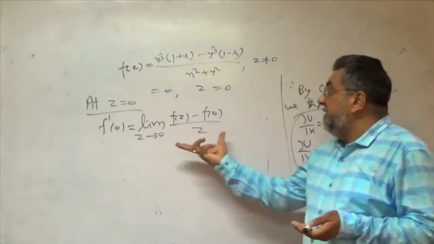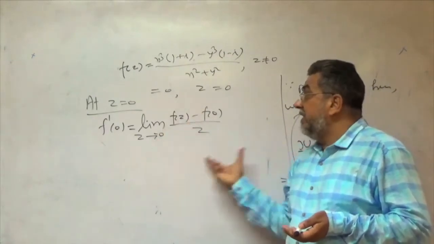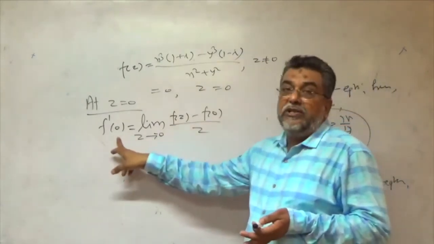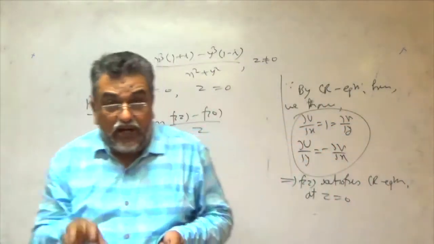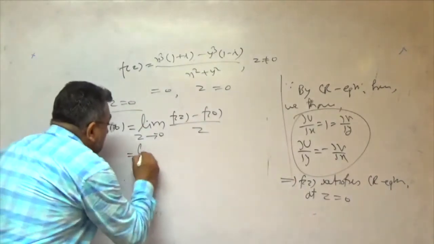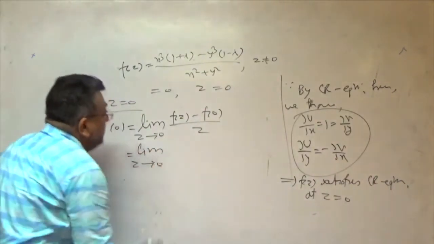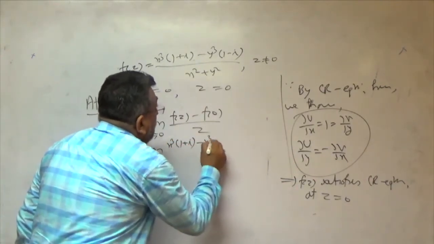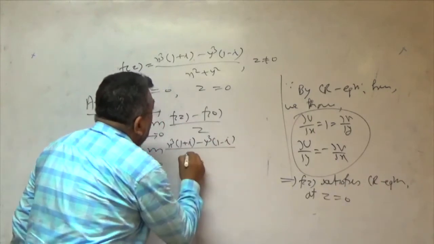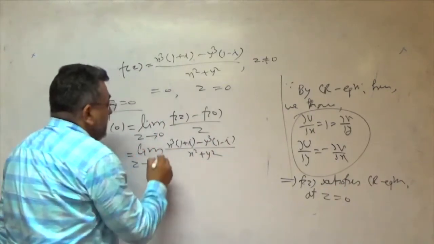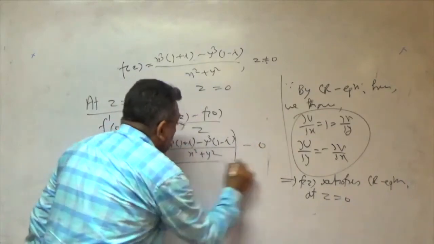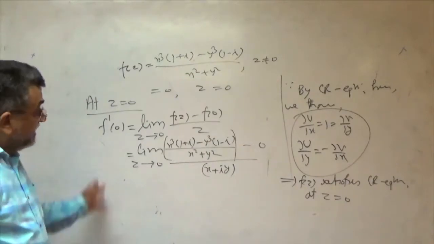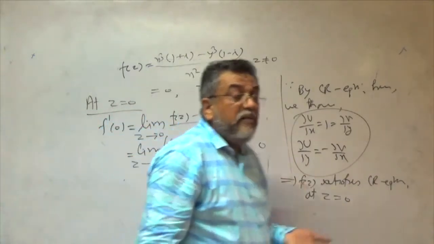Now we calculate the limit on the right hand side of this equation. If this limit exists, then we say that f dash 0 exists, and then we say that the function is differentiable at point 0. Now calculate this limit. You know that limit z tending to 0, f(z) is x cube (1 plus i) minus y cube (1 minus i) upon x square plus y square, f(0) is given 0, upon z. Z means x plus iy. And this is again a limit of a function of two variables.